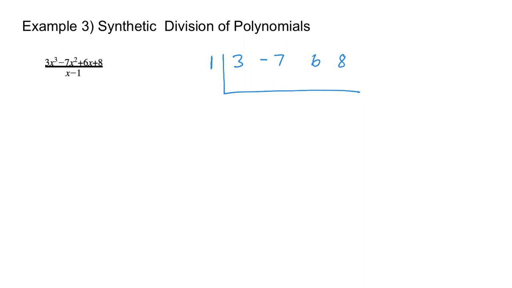Okay, let's go through and do the synthetic division. You may want to pause the video. Let's see if you end up with the right things. Okay, so we're going to bring down the 3. We'll multiply it. 1 times 3 is 3. We'll add -7 and 3 and get -4.